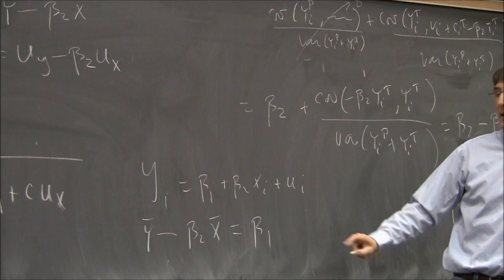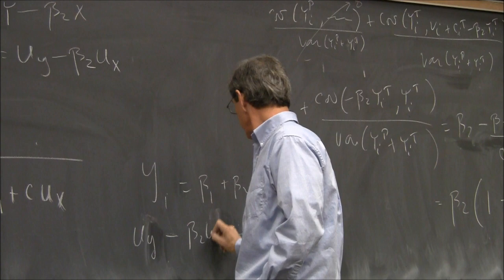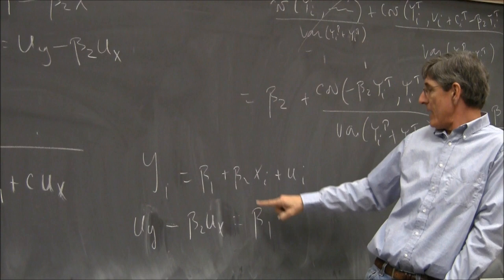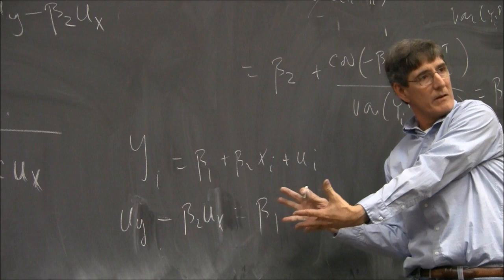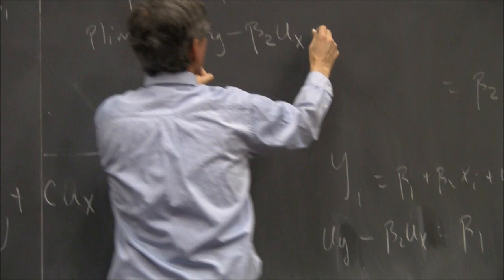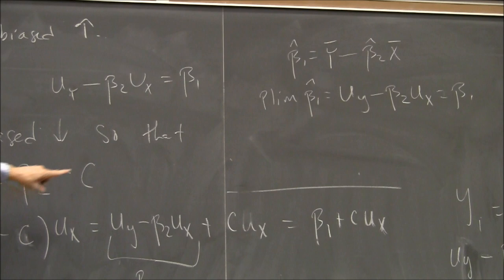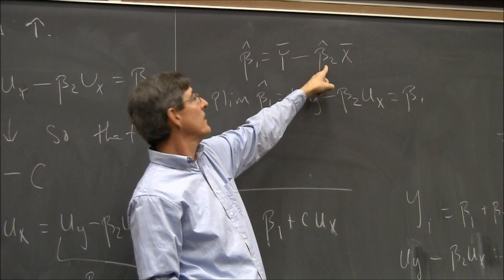If I just average these, I get the true mean of y. If I average that, I get u of y. If I average that, I just get beta 1. If I average this, I get u of x. The true mean of the error is 0. And so beta 1 is equal to this. So I can use this formula to recover the true beta 1. Whenever I see this, that's beta 1. So what I did here is just say, well, suppose this p-lim here is off. Suppose it's biased downward. That then makes beta 1 biased.